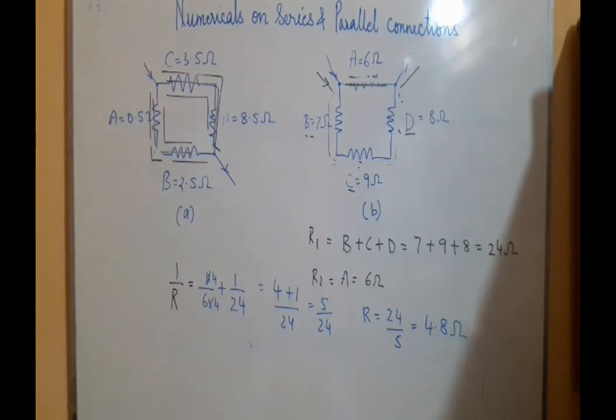So you can look at this diagram and see that even though the figures look the same, which path the current enters from and which path the current exits from will determine which resistors are in series and which resistors are in parallel. This is a very good example, so kindly go through this one more time.